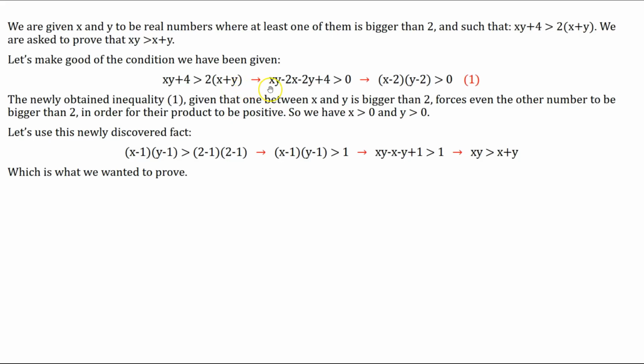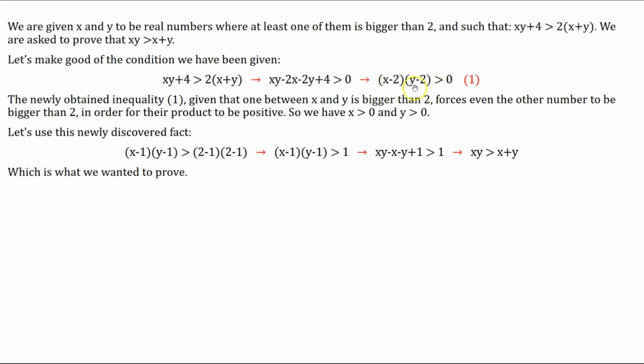If you do some simple calculation, we will find that xy minus 2x minus 2y plus 4 is greater than 0. Or, by doing some factorization, that (x minus 2) times (y minus 2) is greater than 0. We will call it inequality number 1, which is the rewritten form of the condition given by this problem.